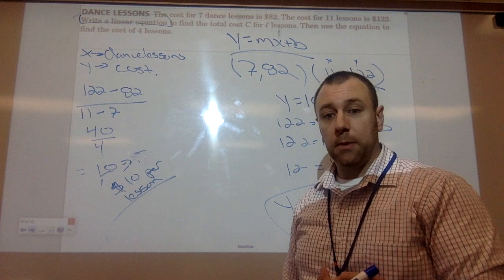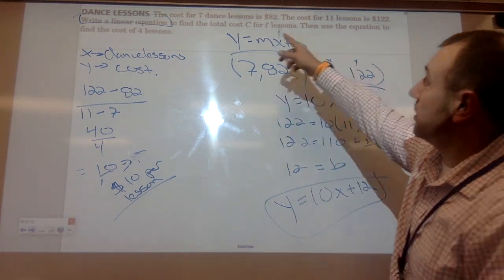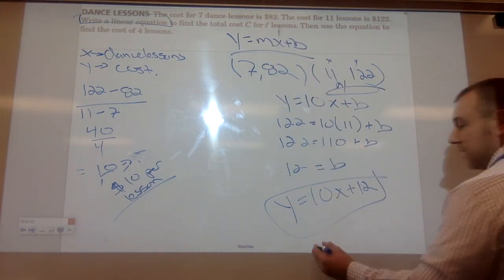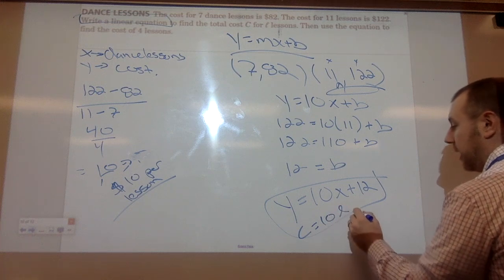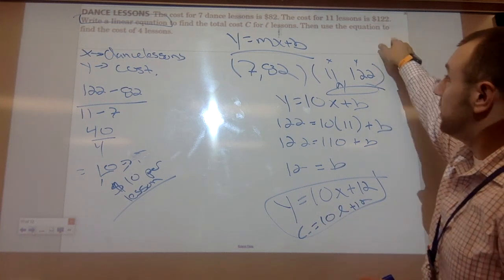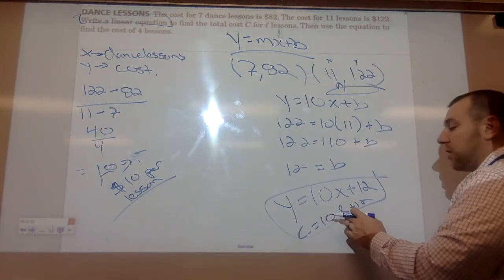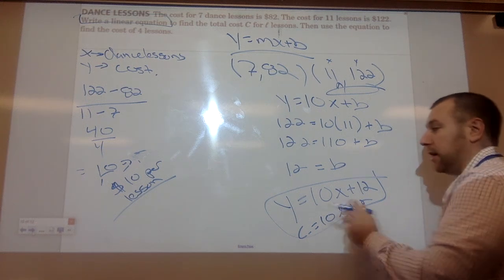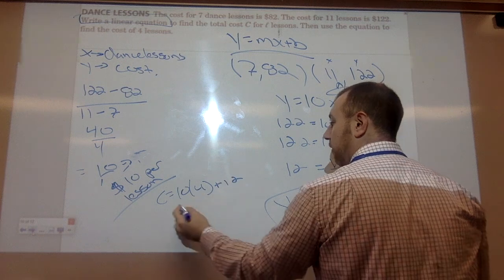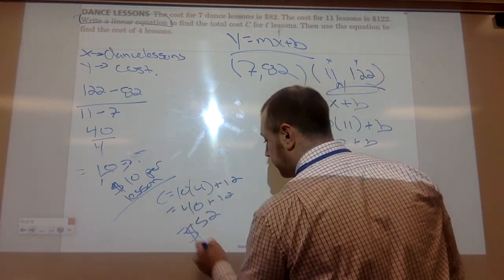Well, I've found my linear equation. Now I have to answer the question. So find the total cost, C, for L lessons. So I can rewrite this as C equals 10L plus 12, number of lessons, total cost. Then use it to find how much it's going to cost for 4 lessons. Well, that just means I'm going to take the 4 and plug it in here. So C is 10 times 4 plus 12, 40 plus 12, which is $52.